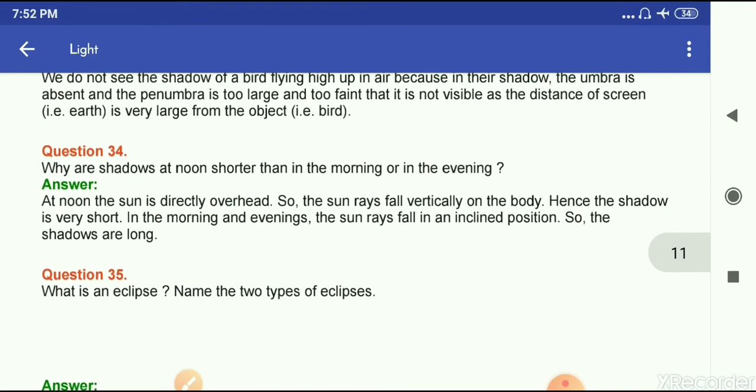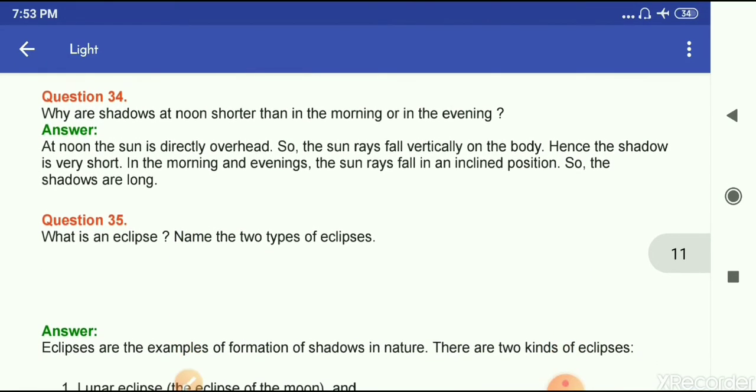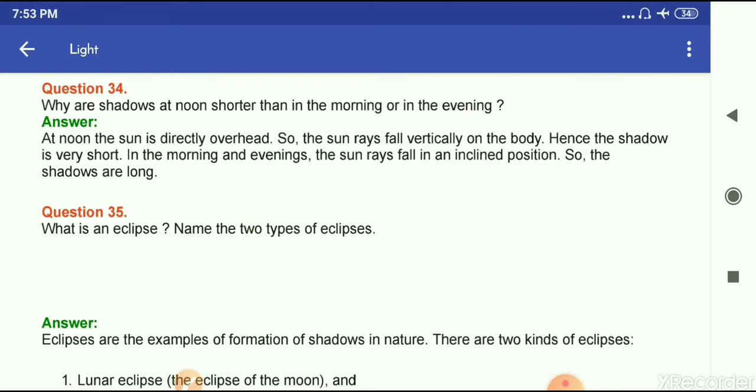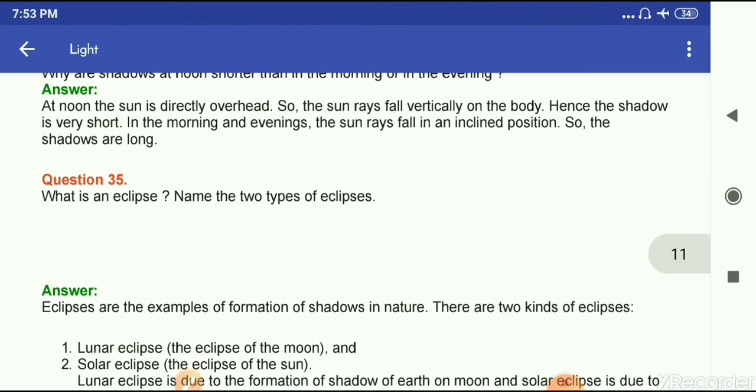Question number 34. Why are shadows at noon shorter than in the morning or in the evening? Answer. At noon the sun is directly overhead, so the sun rays fall vertically on the body. Hence the shadow is very short. In the morning and evening, the sun rays fall in an inclined position, so the shadows are long.